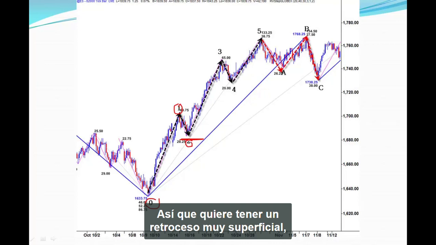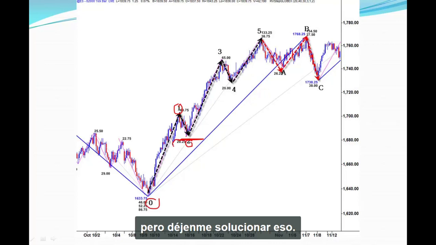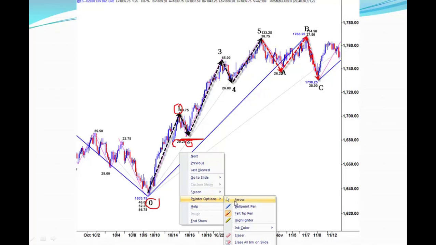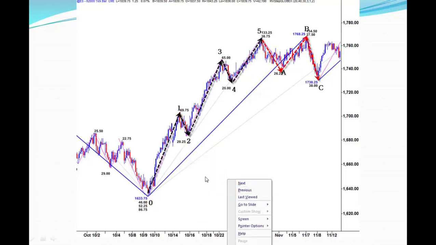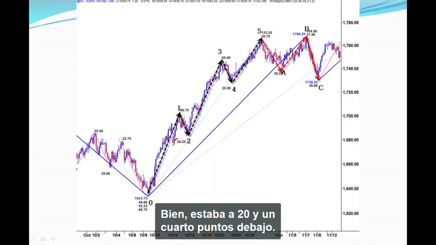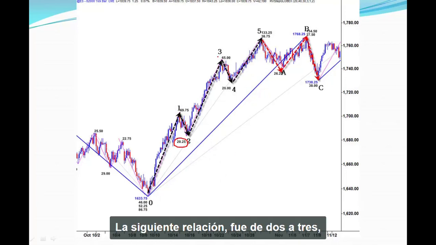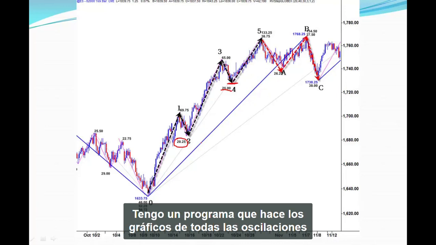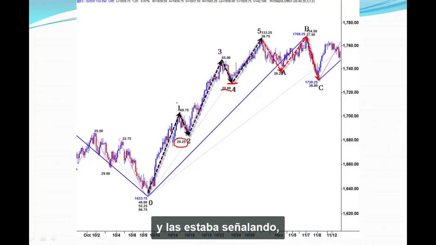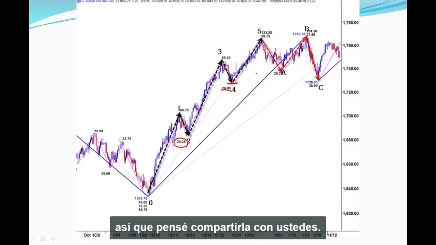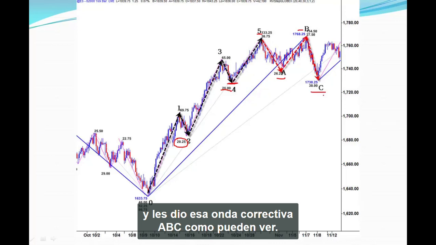So your 1 to 2 had a very shallow retracement, but it was 20. Let me just fix that. Okay. It was 20 and a quarter points down. The next relationship, when it went from 2 to 3, had its correction down to 4, and that had a 20-point relationship. All right, I have a program that plots all the swings, and it was pointing them out, so I thought to share it with you. And then on that fifth wave up, then it gave you that ABC corrective wave, as you see.